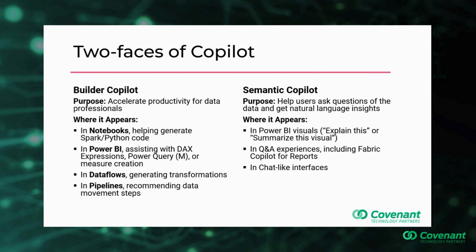I alluded to this a little bit earlier, but there really are two faces to Copilot within Fabric. You're not necessarily going to see this everywhere with Copilot across other product stacks. It's a unique scenario with Fabric specifically. The primary persona of Copilot is the builder Copilot. It's there to accelerate your productivity and help data professionals build things. This is where you will find it in most of those assets that we mentioned in the last slide.